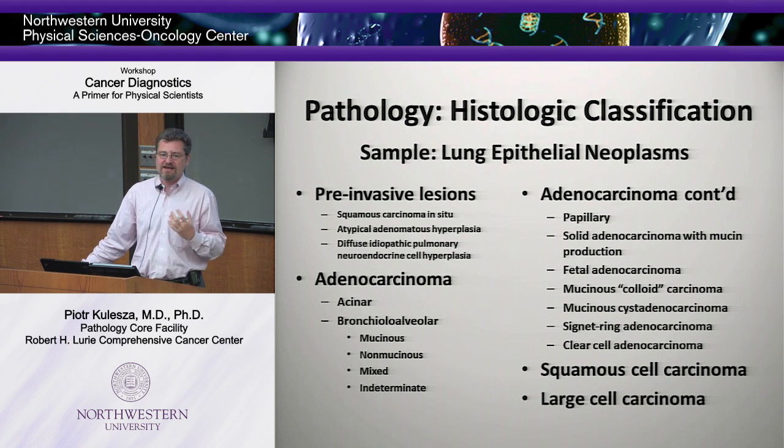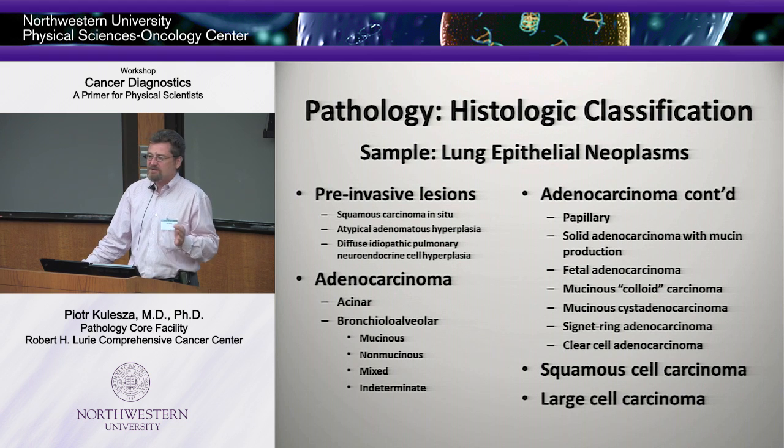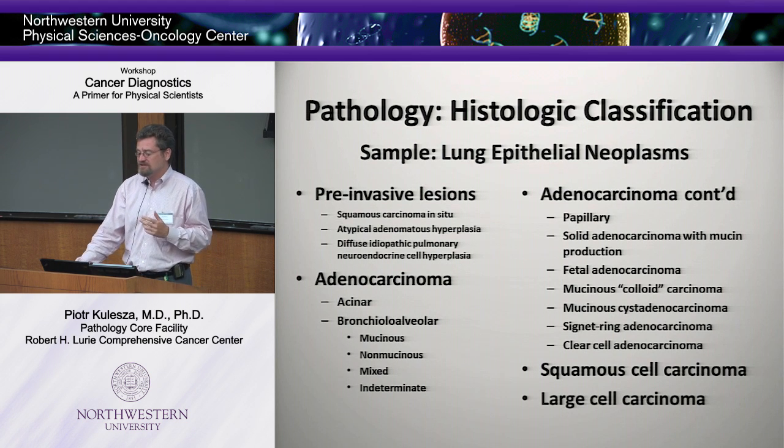So, what happens? Well, we basically sign something out. We have to call it a name. We have to make a diagnosis. We have to diagnose that lesion. And this is just a tiny little sample of a WHO classification of lung epithelial neoplasms, okay?